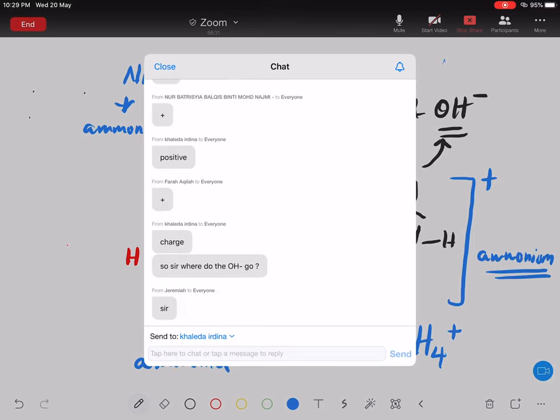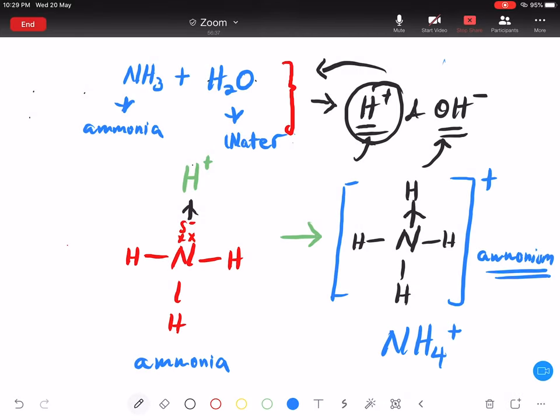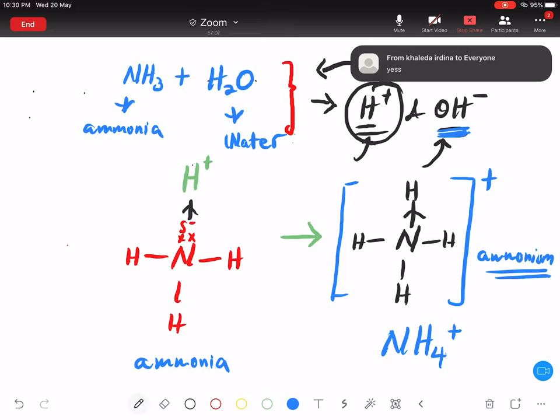Okay, Khalida have a question. So, sir, where do the OH minus go? A very good question. Remember, we are trying to dissolve this thing. Am I right? The OH minus is in the solution as a free moving ion. Dia ada je dalam larutan itu sebagai ion bergerak bebas. Kamu ingat tak sebelum ni saya pernah cerita pasal electrolyte? Dia wujudlah sebagai electrolyte. Very good.